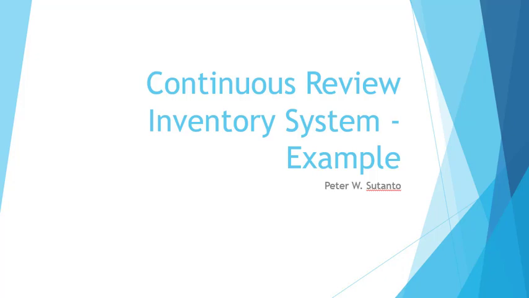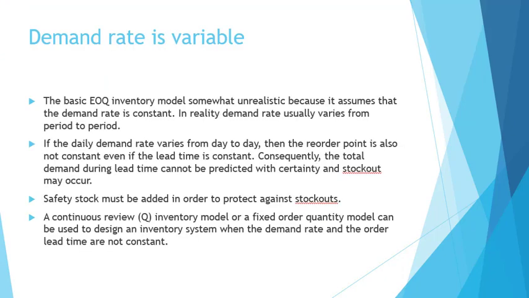In this lecture, we will discuss an example of a continuous review inventory system. As we know, the basic EOQ model is somewhat unrealistic because it assumes a constant demand rate. In reality, demand rate usually varies from period to period.